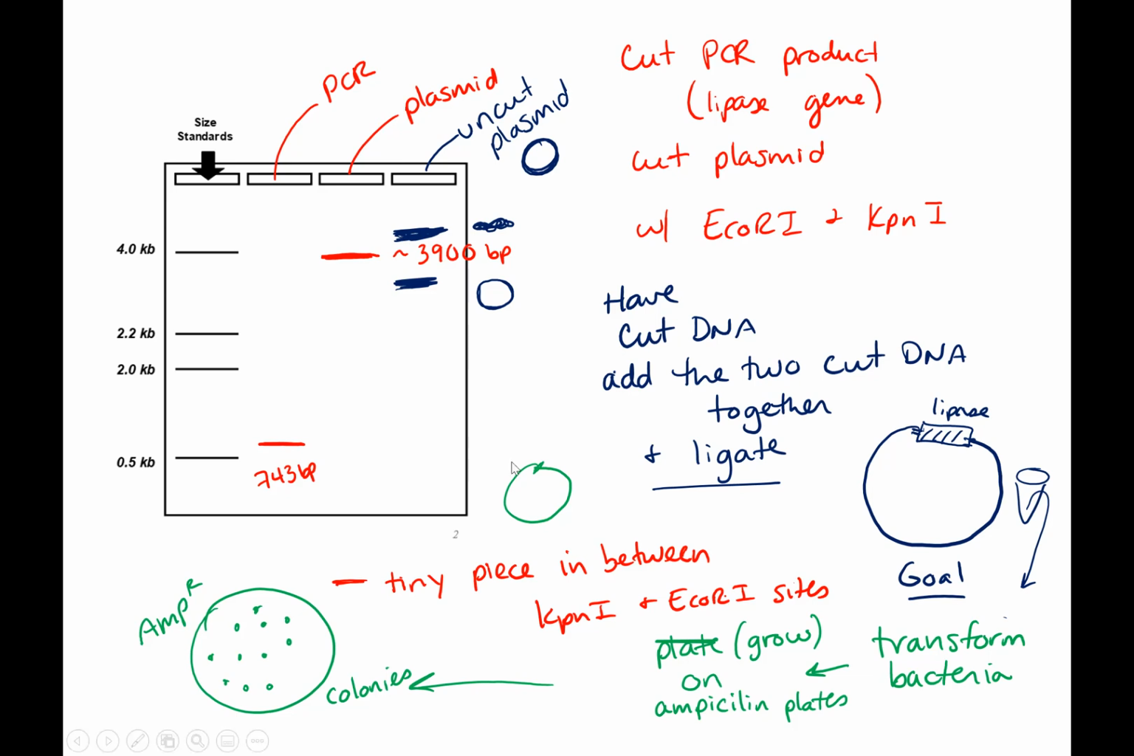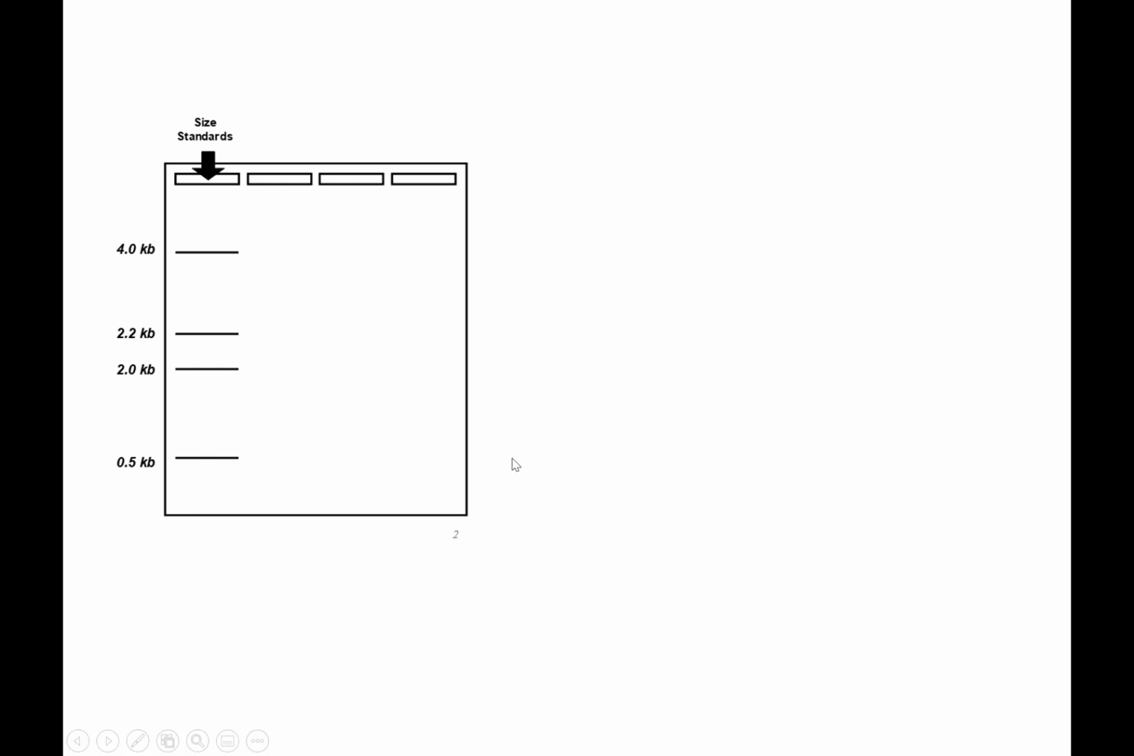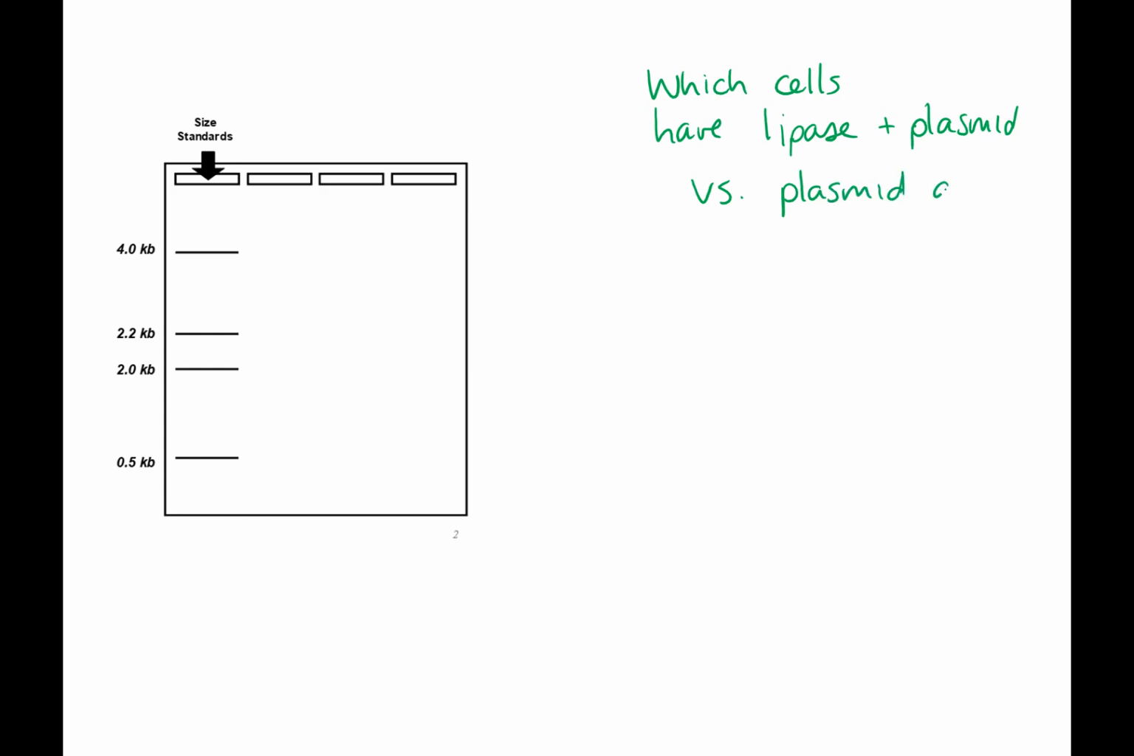How would you know which E. coli cells contain the lipase gene? Compared to ones that just have plasmid alone. And it happens, trust me. And so what you can do is you can isolate the DNA from the colonies, from the E. coli. And you could do one of two things.